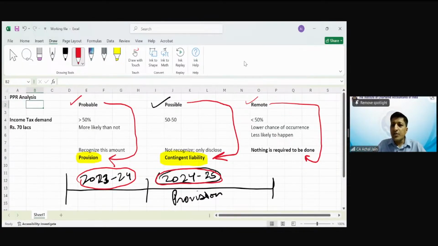Any more questions on this? Ashada is asking, sir, in the exam, do we need to write a note? See, of course, if let's suppose a question is there and you find the chances are going to be low, means it's a remote situation. So you'll have to explain that it's remote and that's why no accounting requirement will be done. So that's how you'll have to explain.